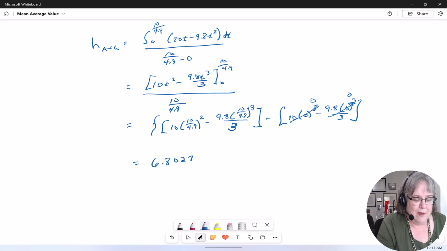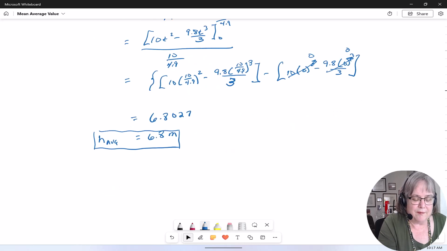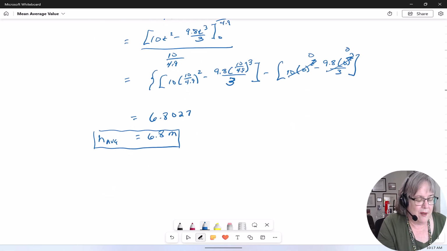6.8027, which is 6.8. Don't forget your units. This is an average height, so this would be 6.8 meters. So the average height is 6.8. Now, it also wanted the average velocity.